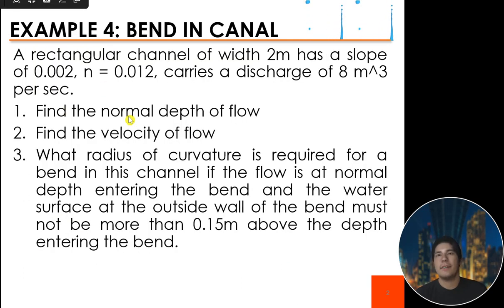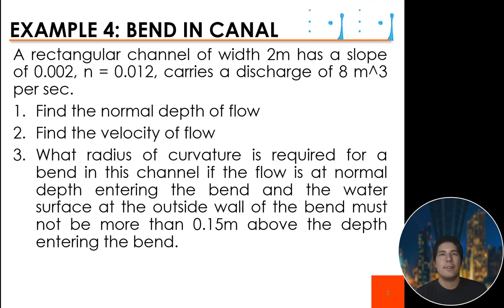Okay, so another example is dito sa bend in a canal. So, meron tayong rectangular channel of width 2 meter and has a slope of 0.002. Meron tayong roughness coefficient of 0.012, carries a discharge of 8 cubic meter per second. So, ano daw yung normal depth ng flow, ano daw yung velocity ng flow, at saka ano daw yung radius of curvature required for a bend in this channel if the flow is at normal depth entering the bend and the water surface at the outside wall of the bend must not be more than 0.15 meter above the depth entering the bend.